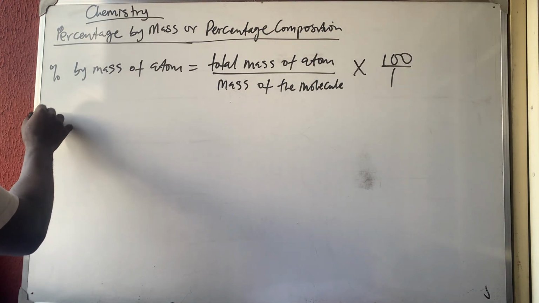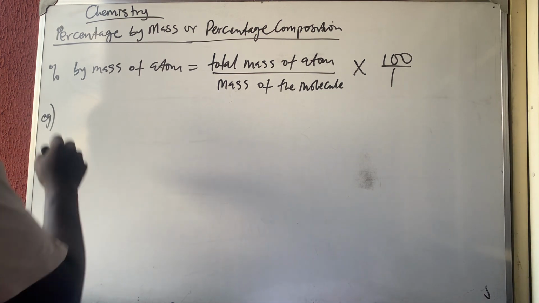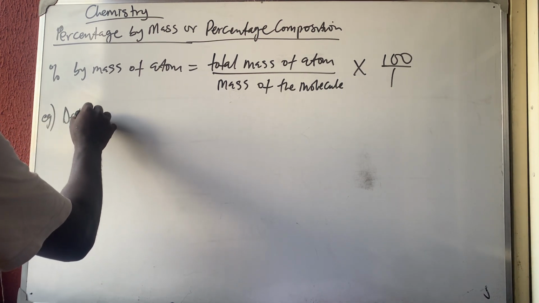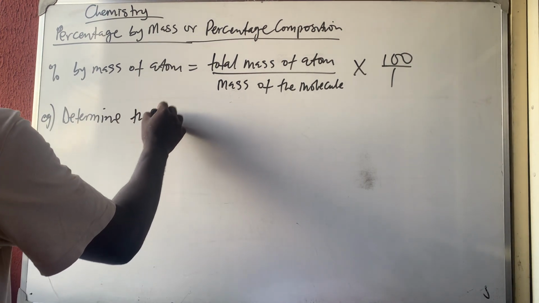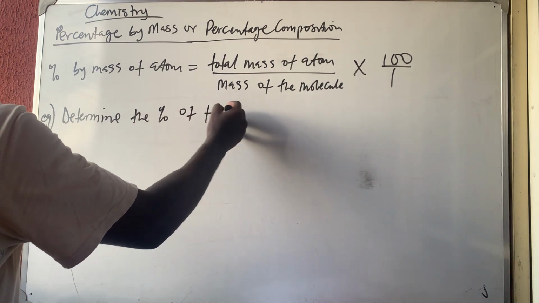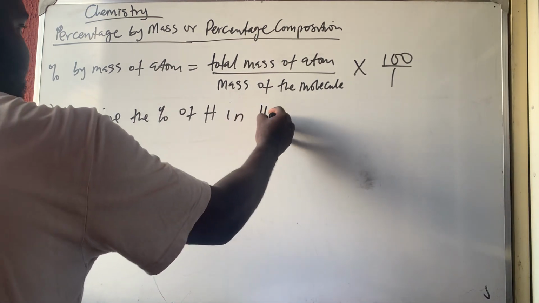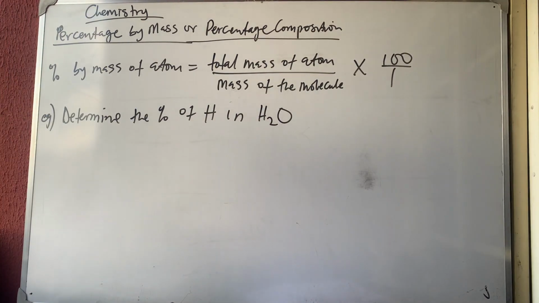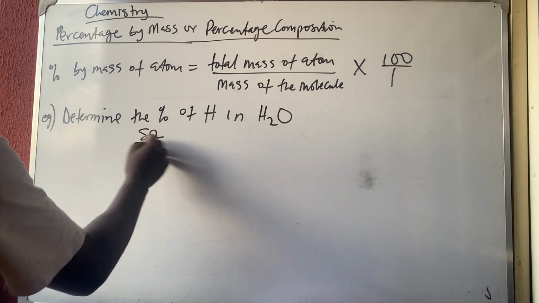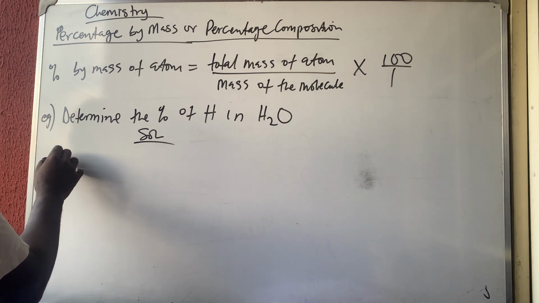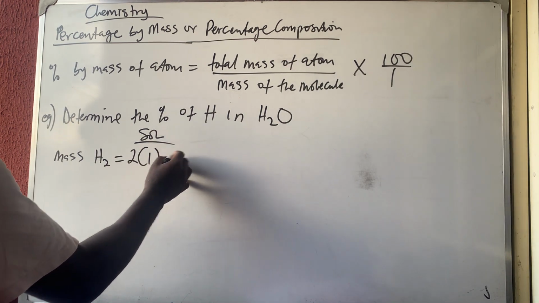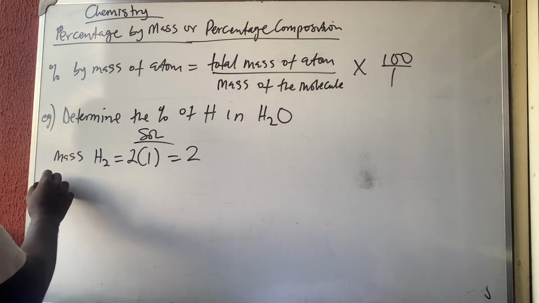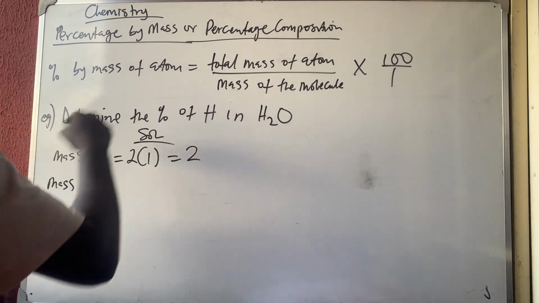So let's take an example. Example: determine the percentage of hydrogen in water. Solution. If you look at this, first of all, we need to get the mass of that hydrogen. Mass of H2, that is 2 into 1, which is 2. Now we need to get the mass of the water itself, the molecule.